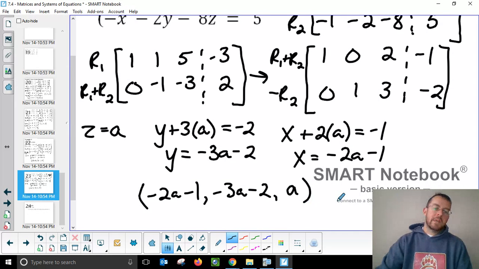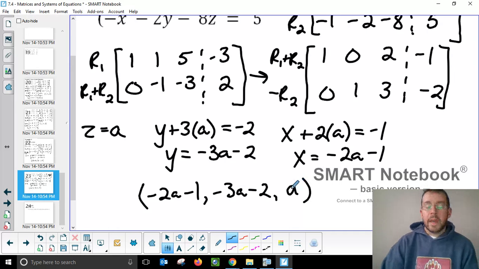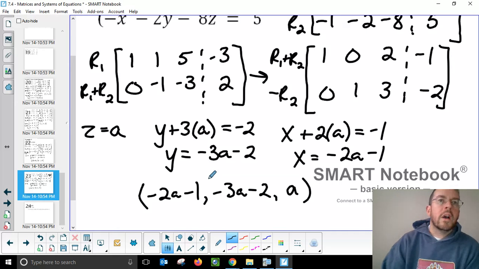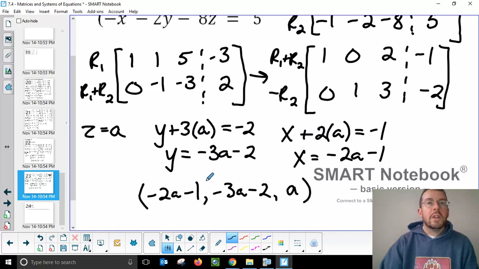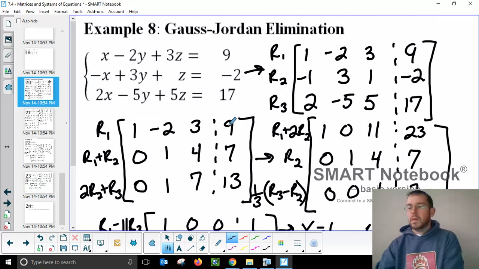All right, and of course the same thing applies here. You can pick any number you want for a, plug it into all three of these, and it will give you an x, a y, and a z that would solve your system. All right, that's really it for today, as far as solving systems. All right, so now you can use Gaussian elimination, which is when you put your system in row echelon form, or you can use Gauss-Jordan elimination, which is what we've been doing today, when you put your matrix in reduced row echelon form.